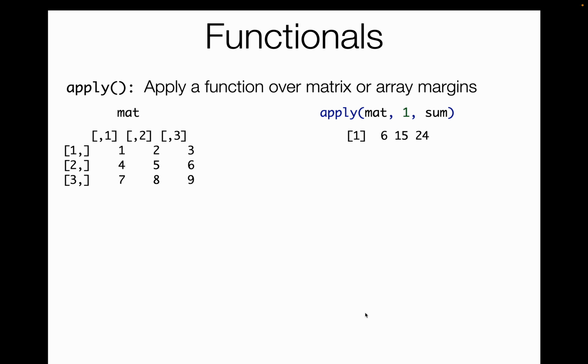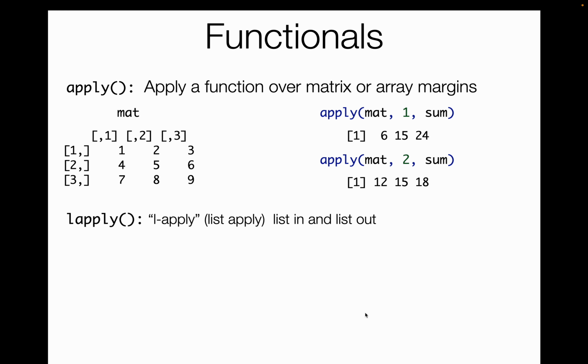And so here you go. You see 6, 15, 24, that's if you sum the rows. You can get the sums of the rows quickly with apply rather than writing a for loop that iterates over each row or something like that. So 2 is column, and you can do both of them, but that gets a little confusing. So that's apply. In general, we're going to work with lapply and sapply a lot more.